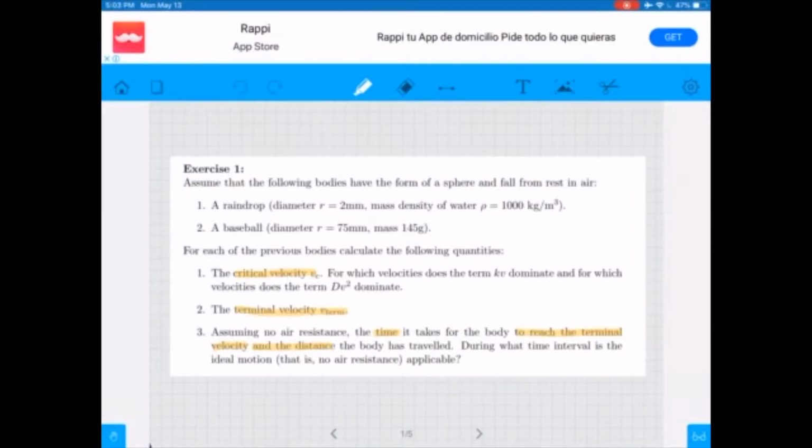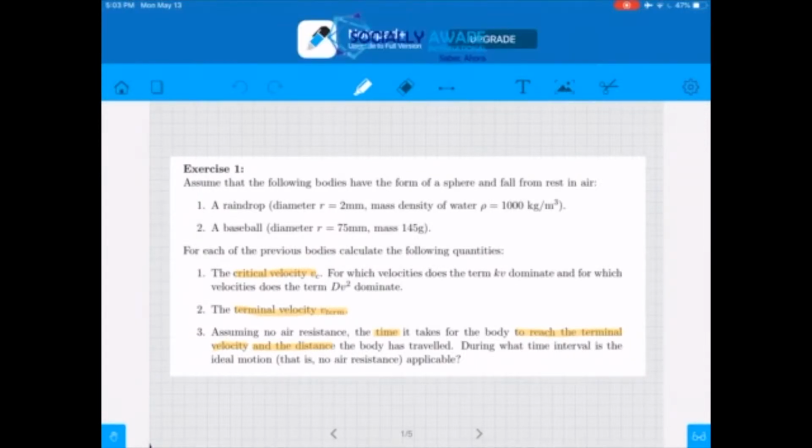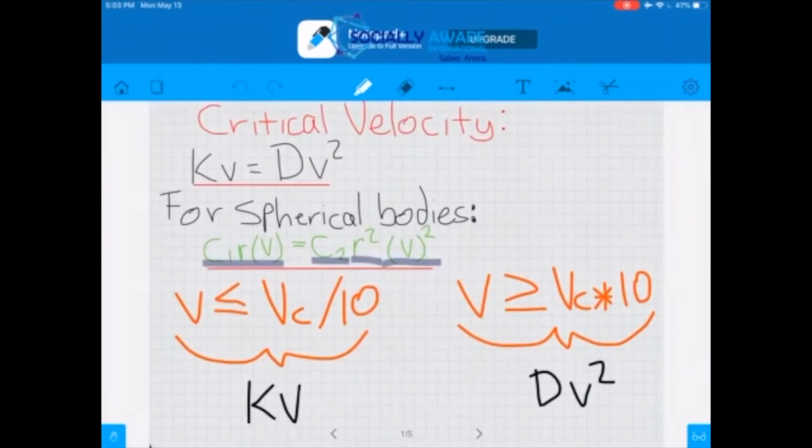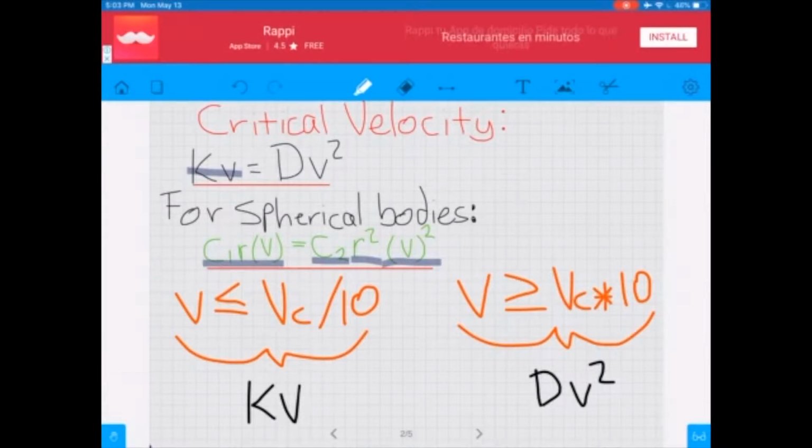This is exercise 1 of the physics final project. In this exercise, we have to find the following quantities for a raindrop and a baseball: the critical velocity, the terminal velocity, the time it takes for the body to reach terminal velocity, and the distance the body has traveled, okay? So, first, our critical velocity is where the viscous term is equal to our drag term, v squared.